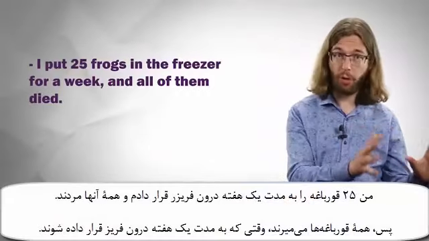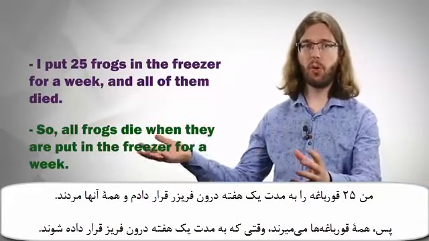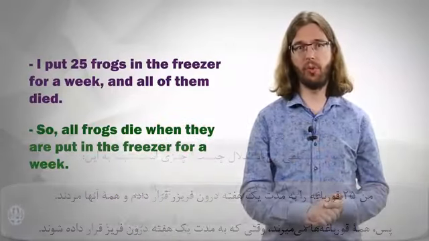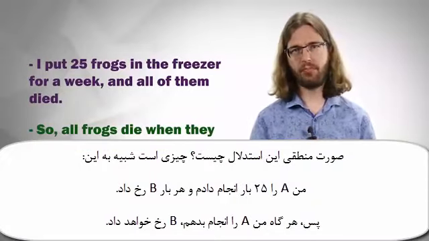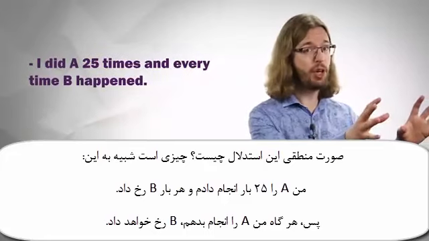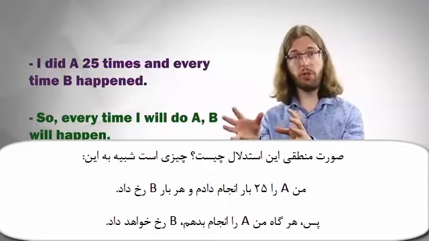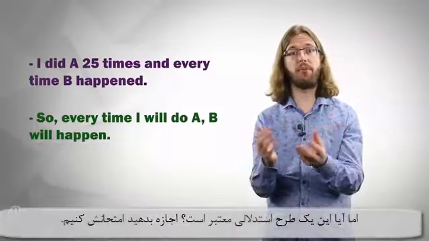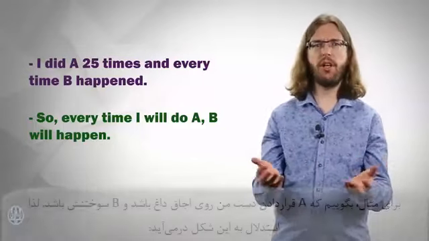I put 25 frogs in the freezer for a week and all of them died, so all frogs die when they are put in the freezer for a week. What is the logical form of that argument? It's something like this. I did A 25 times and every time B happened. So every time I will do A, B will happen. Is that a valid argument scheme? Well, let's try it out.